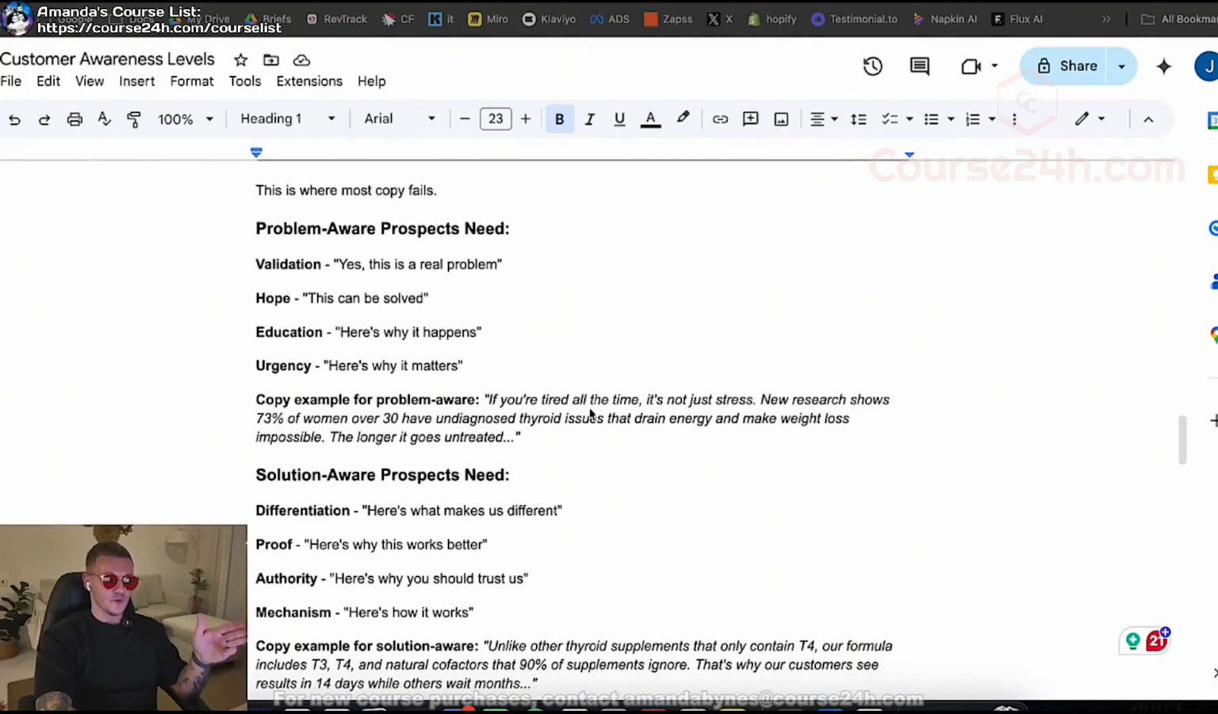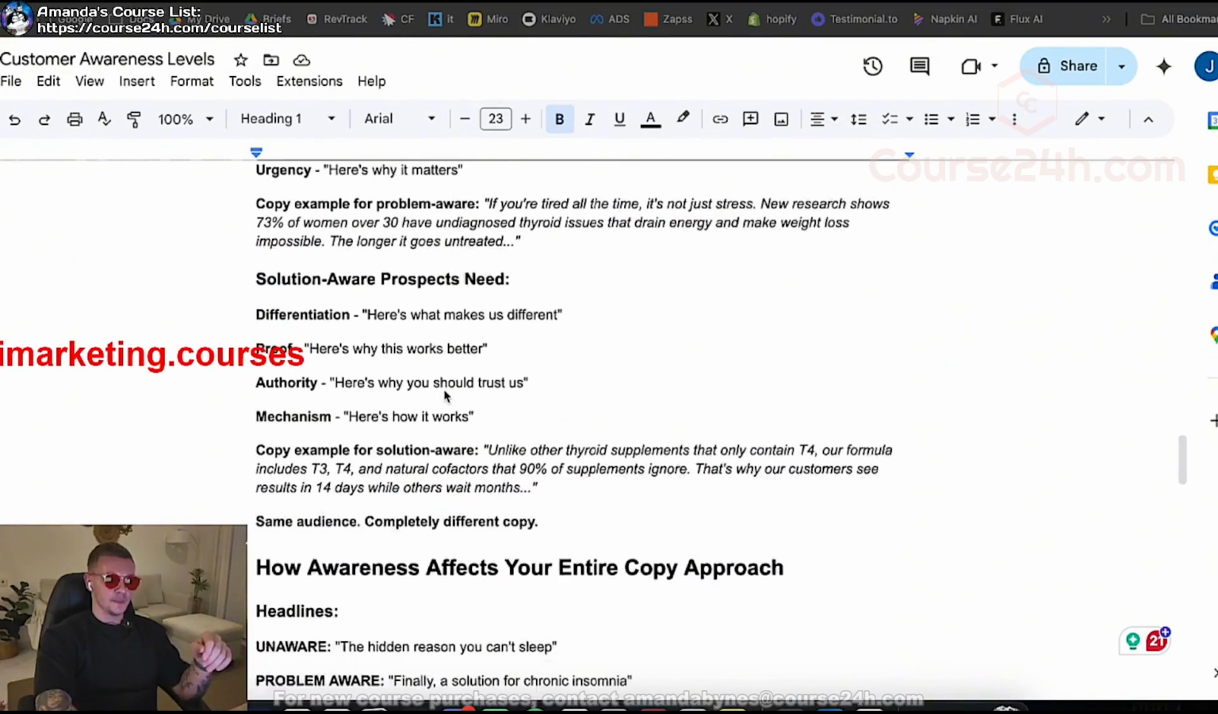So here's a copy example for problem-aware. "If you're tired all the time, it's not just stress. New research shows that 73% of women over 30 have undiagnosed thyroid issues that drain energy and make weight loss impossible the longer it goes untreated." So what are we doing here? We're telling them it's a problem. We're showing them what happens if this goes untreated. It's going to get worse. We're agitating the problem here. Again, we're creating urgency as well.